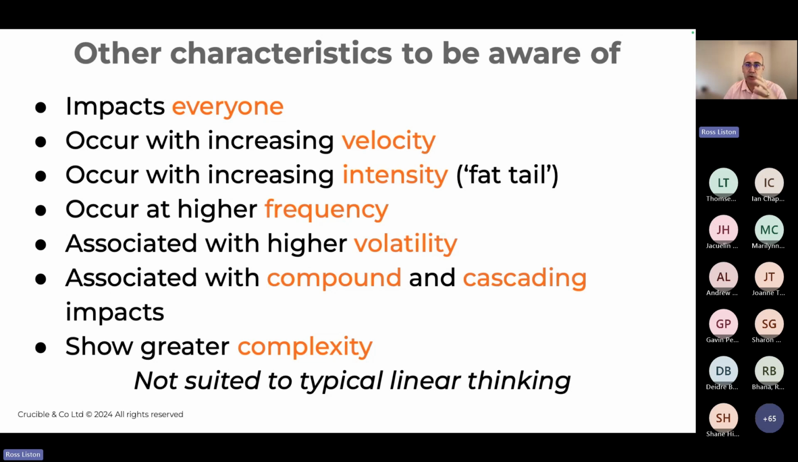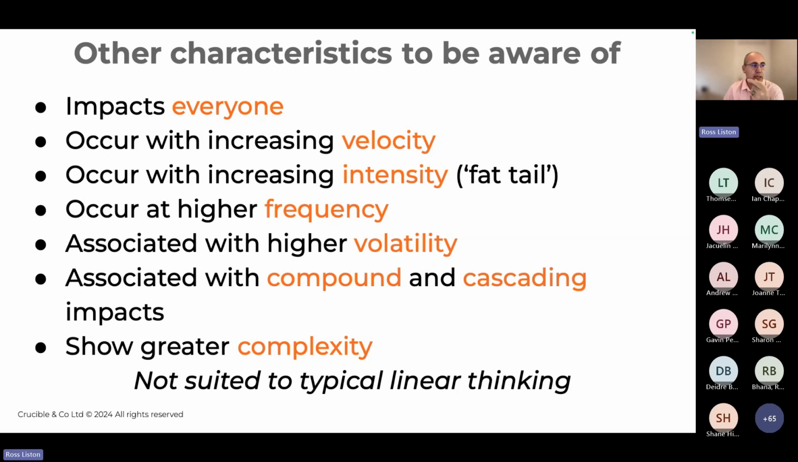Intensity is greater, so you talk about these fat tails, and for those of you who are not well versed in statistics, essentially if you have a normal distribution, it's typically thinner in the middle and thinner at the ends. Fat tail means it comes down in the middle and it's fatter on the sides, so the extremes are more prevalent, and that's what we're seeing quite a lot of these days. Frequency is obviously much higher.